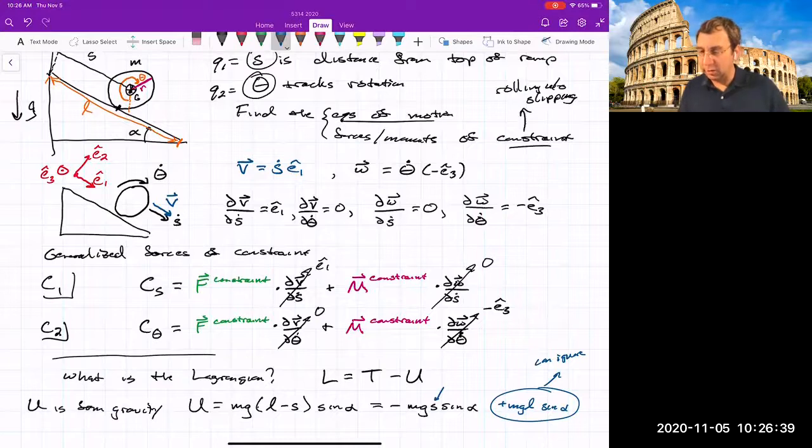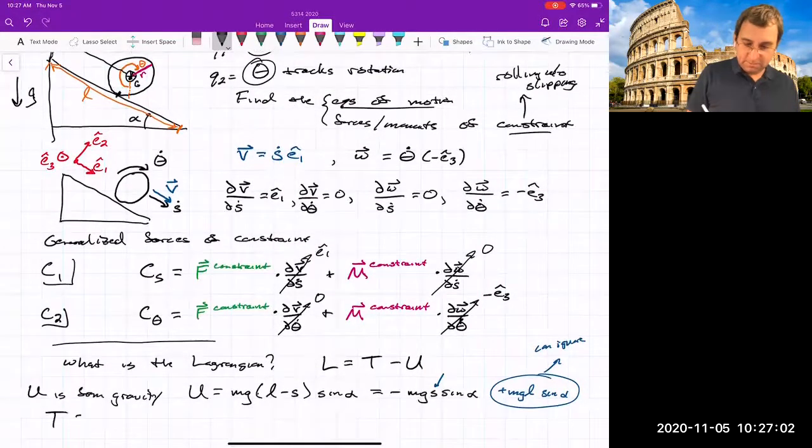Why are we ignoring this? If you take partial derivatives of it with respect to S or theta, you'll just get 0. So you can safely ignore it. It's just shifting what the 0 of your potential energy is. What about kinetic energy?